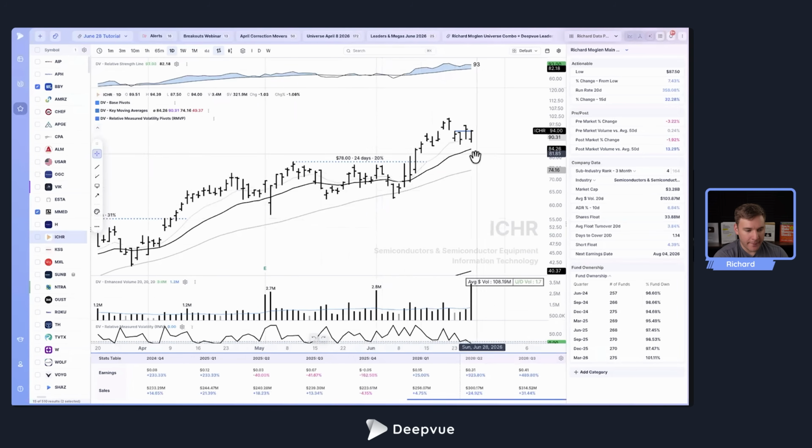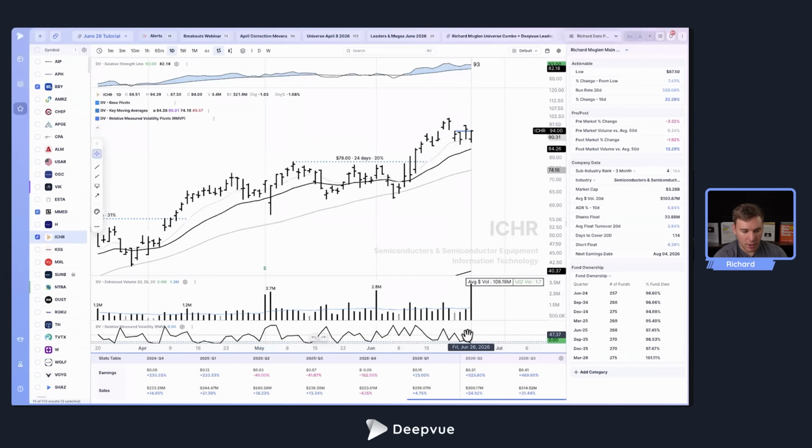ICHR, range on the 10 EMA, we'll add this. This is also a semi, so I'm also looking here to see what theme a stock is in. And what I really like about DeepView and the new charts we set up is everything I need is kind of in this square, or this square as well with the fund ownership. I'm looking at the right-hand side. I've got the symbol here with the watermark. I've got the theme a stock is in.